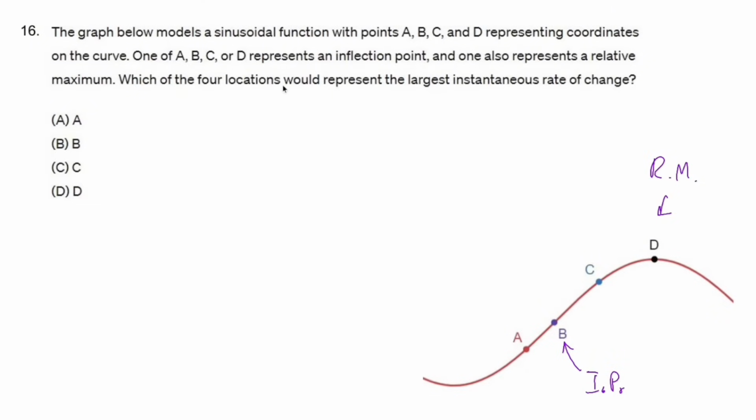Which of the 4 locations would represent the largest instantaneous rate of change? What the heck does instantaneous rate of change mean? That means slope at a point. The best way to describe this is to make believe that you're riding on a roller coaster, and at which one of these points are you going to be the steepest? Okay, the steepest positive instantaneous rate of change.